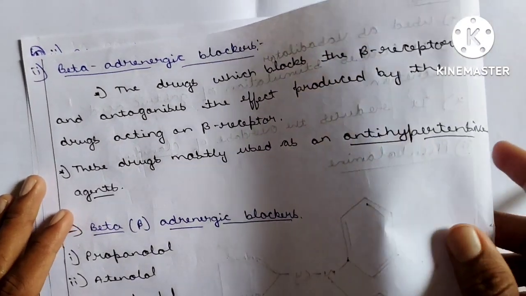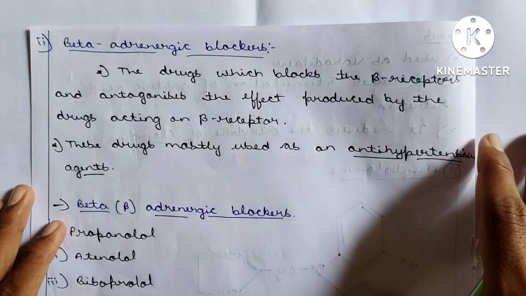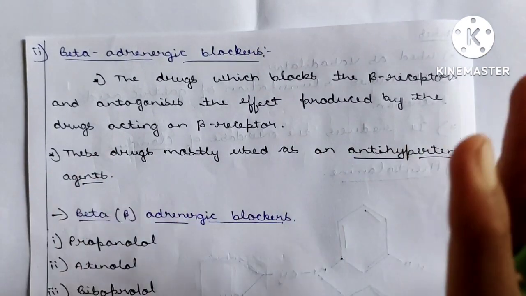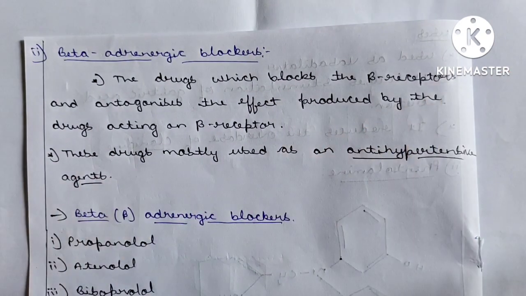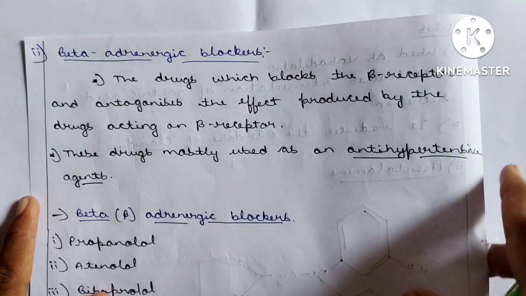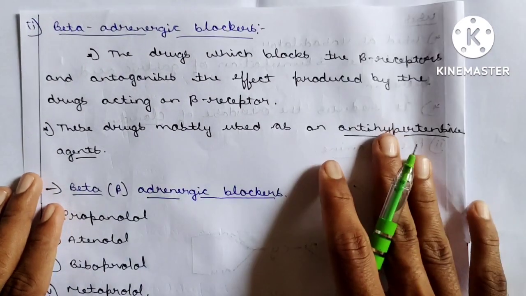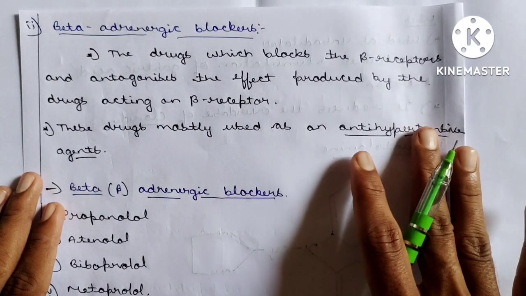What is this beta adrenergic blocker? These are the drugs which block the beta receptor, and antagonize the effect produced by the drugs. Simply, they will block the beta receptors. There we studied the alpha, here it will block the beta. These drugs are mostly used as antihypertensive agents. These beta blockers are most probably antihypertensive.